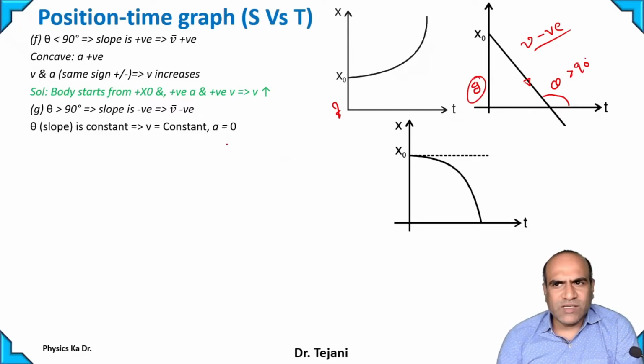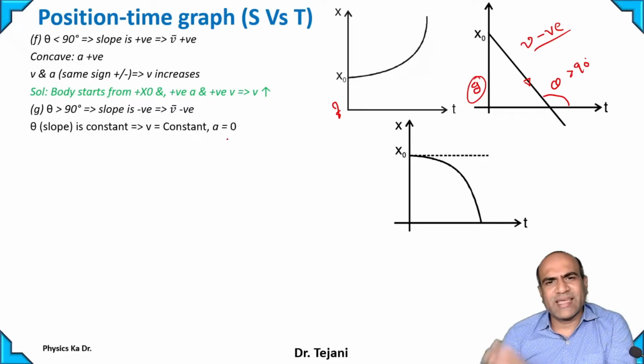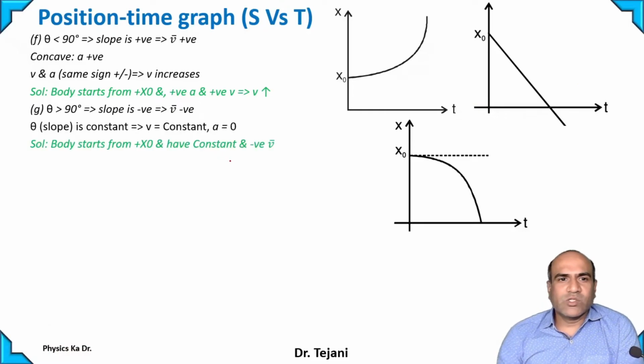So velocity is constant, and it is not decreasing. It is constant, but it is negative velocity, only negative velocity. Don't confuse me. So the solution is: the body starts from x0 and has constant, negative velocity. Good.